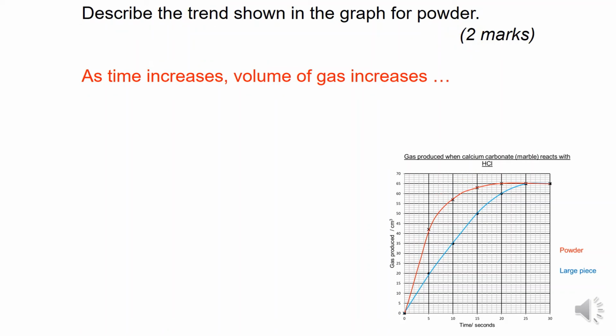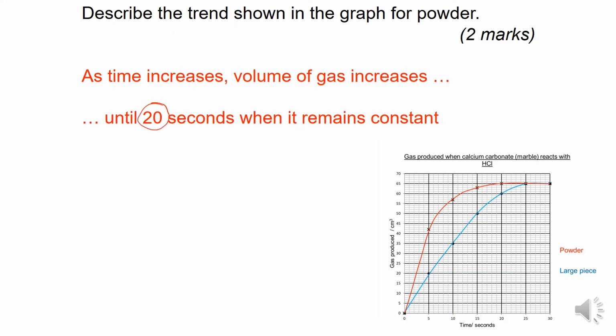Now, the second mark needs to be mentioning the fact that it plateaus, because as time increases, volume of gas increases could be describing a trend that is directly proportional and just keeps going and going and going. So what we need to say is until 20 seconds when it remains constant. Now you'll notice there that I'm using data from the graph because that's the time that it actually does become constant. So include the data.